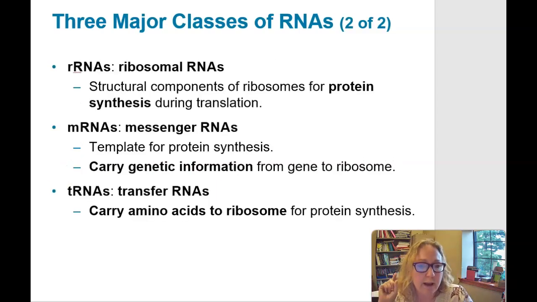So again, you have ribosomal RNA. This is the structural component for protein synthesis. It's like a giant kind of hamburger thing that comes out.